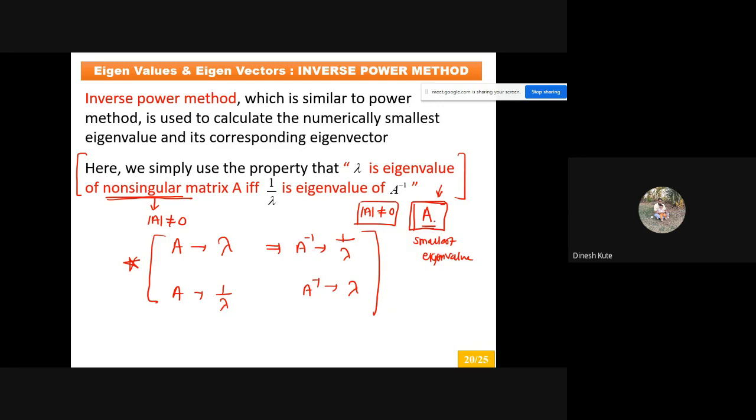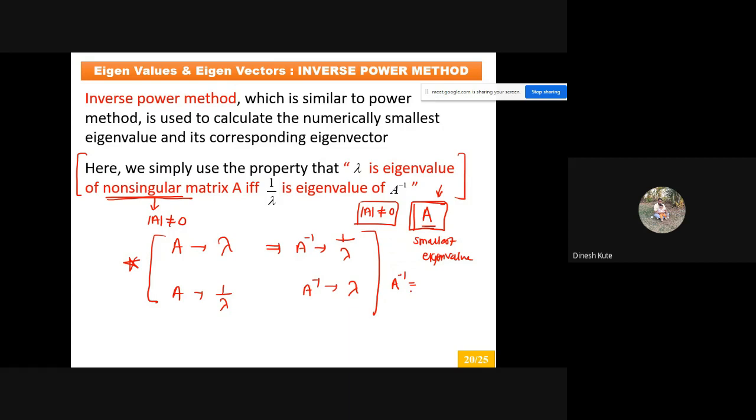Yes, ma'am. AX0 is equal to 1 by lambda x1. Will it be possible? I just guess, sir. No. Okay, as the determinant of A is not equal to 0, can I find A inverse here?